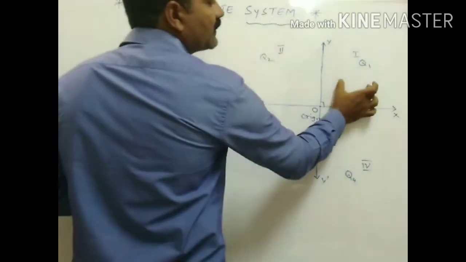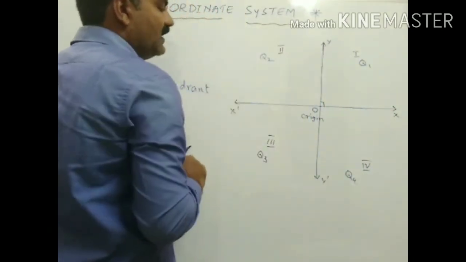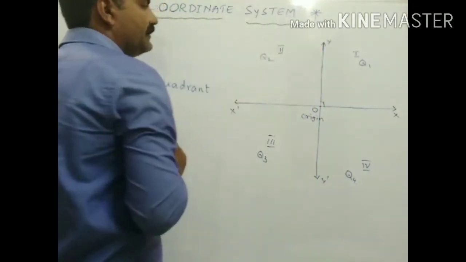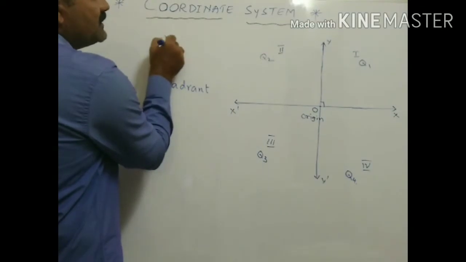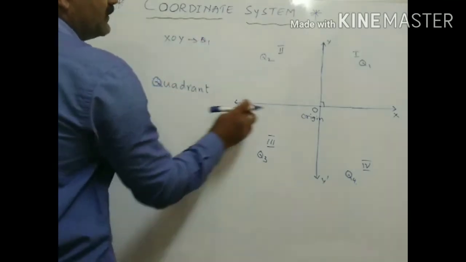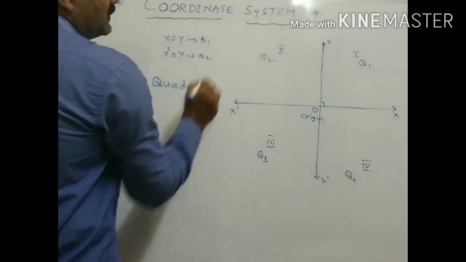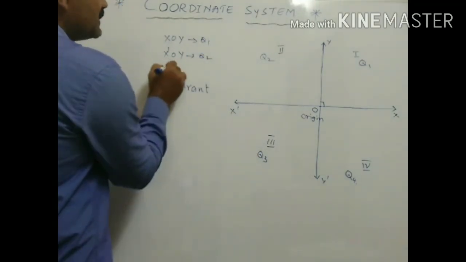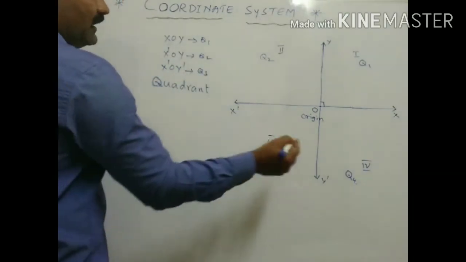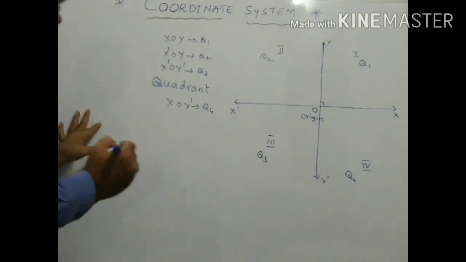I mean, quadrant 1 is nothing but the region X, O, Y. And the quadrant 2 region is nothing but X dash, O and Y. Okay, so look at me. First one is X, O, Y. This region is quadrant 1. And the second quadrant is X dash, O, Y. And the third one is X dash, O, Y dash. This region is quadrant 3. And finally X, O, Y dash, the region denoted for quadrant 4.